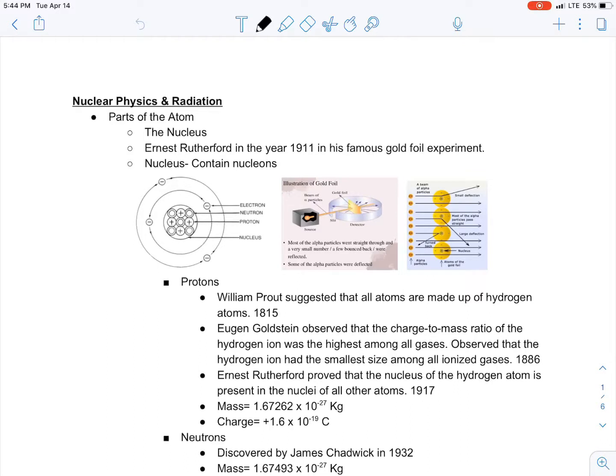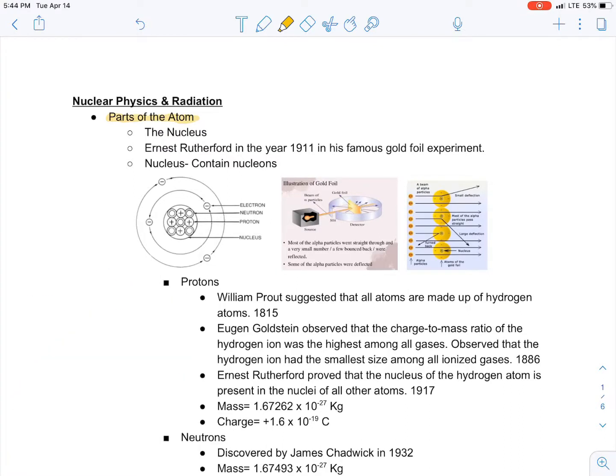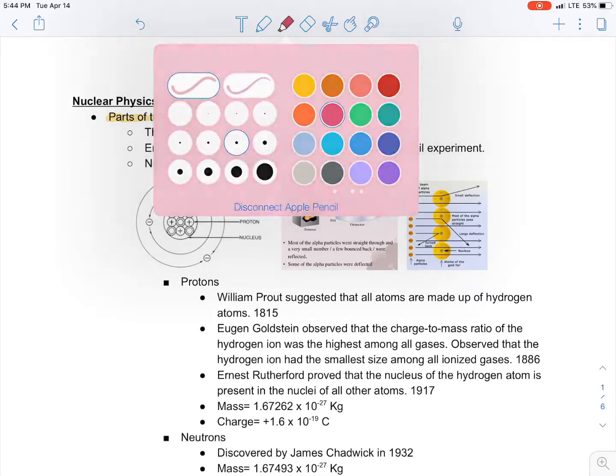So, what we're going to do is we're just going to start this chapter over from the get-go, and we'll see what happens. We always have to start off by talking about the parts of the atom because, of course, nuclear chemistry is talking about the atom, the inner workings of the atom, and you can guess by the name, by the nucleus. And so we're going to focus on the nucleus in this chapter.